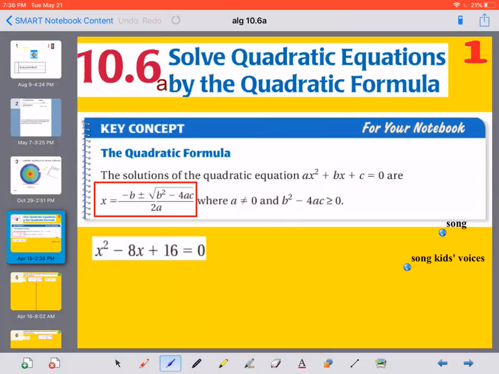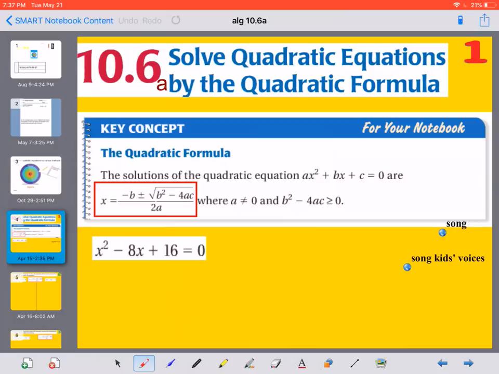The definition of the quadratic formula says the solutions of the quadratic equation ax squared plus bx plus c equals 0 are, now here's the quadratic formula, x equals negative b plus or minus the square root of b squared minus 4 times a times c all over 2a, where a does not equal 0 and b squared minus 4ac is greater than or equal to 0.